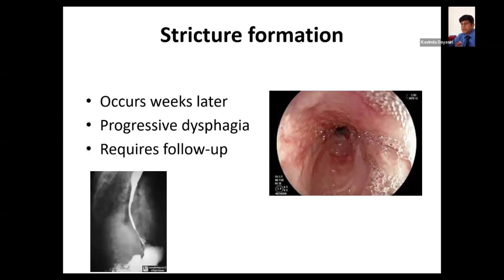And stricture formation is not an immediate complication, but you will see it about 3-4 weeks after the corrosive injury has happened. After initial recovery, this group of patients will present with progressive dysphagia or odynophagia. Because of this risk, all of these patients will need long-term follow-up. And if the patient has obstructive swallowing symptoms, then they warrant early endoscopy. In these 2 images, one shows an esophageal stricture in the endoscopic view, and the other is a contrast study showing stricture formation in the lower esophagus.